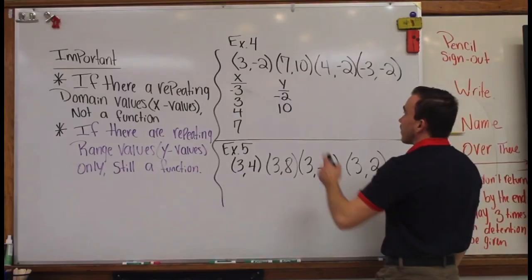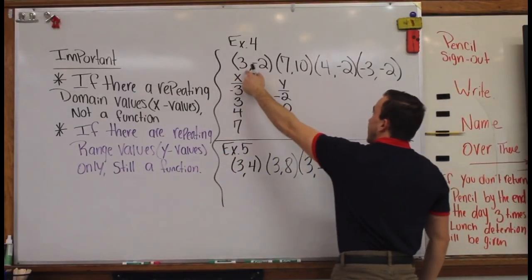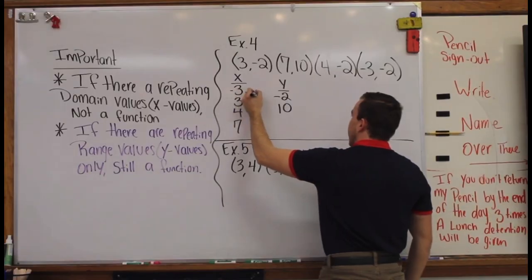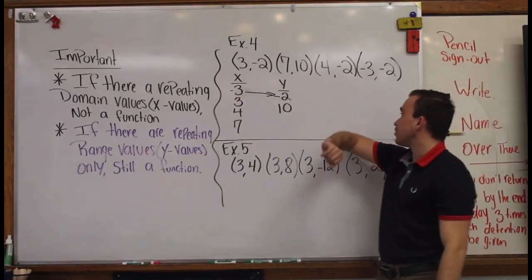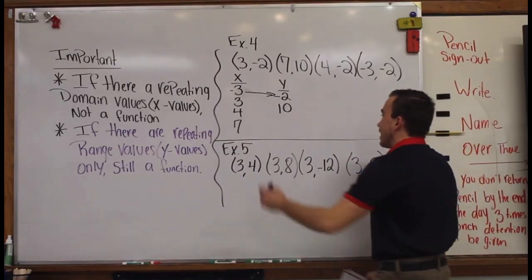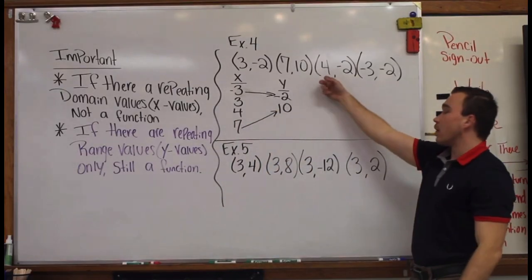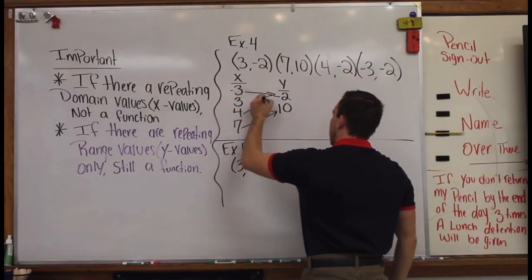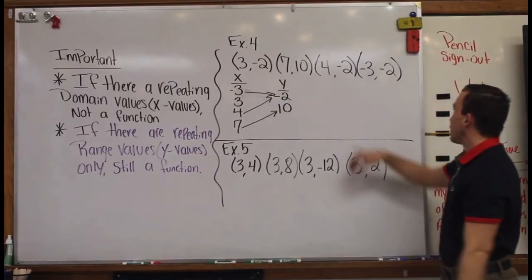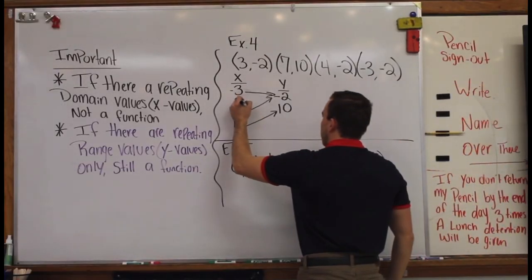Now we do our arrows. We draw our arrow from our input to our output. We start at -3, and we get out -2. So that line goes like that. When we input 7, we get 10 out. When we input 4 as our x value, we get -2 out. And when we input -3, we again get -2 as our output.